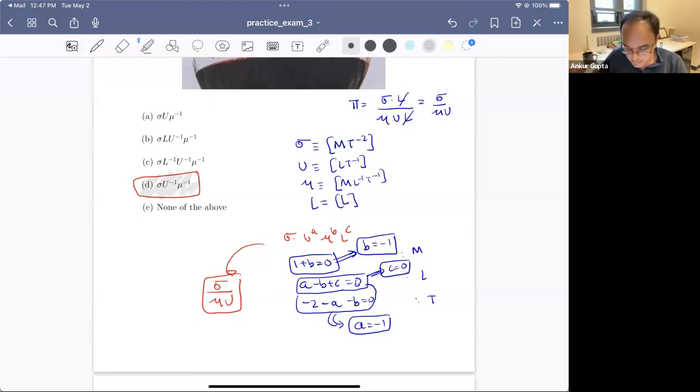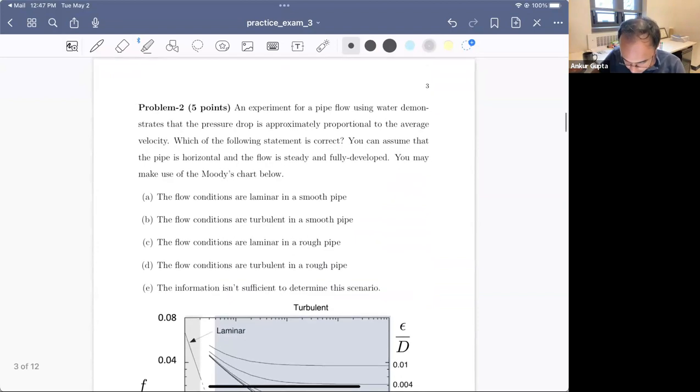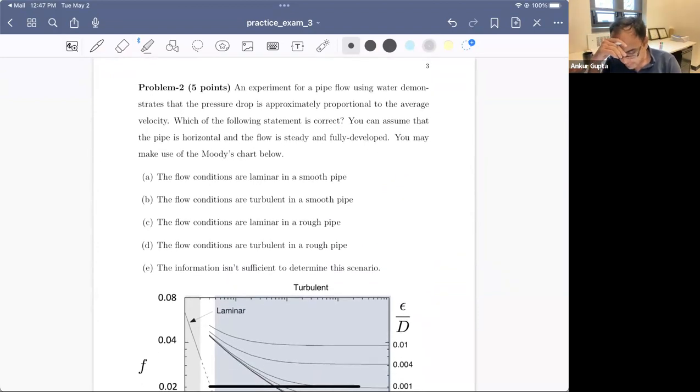So now let's go to the next problem. It's a pipe flow, as the first sentence says. An experiment for a pipe flow using water demonstrates that pressure drop is approximately proportional to the average velocity. Which of the following statements is correct? You can assume that the pipe is horizontal and the flow is steady and fully developed. You may make use of the Moody chart below.